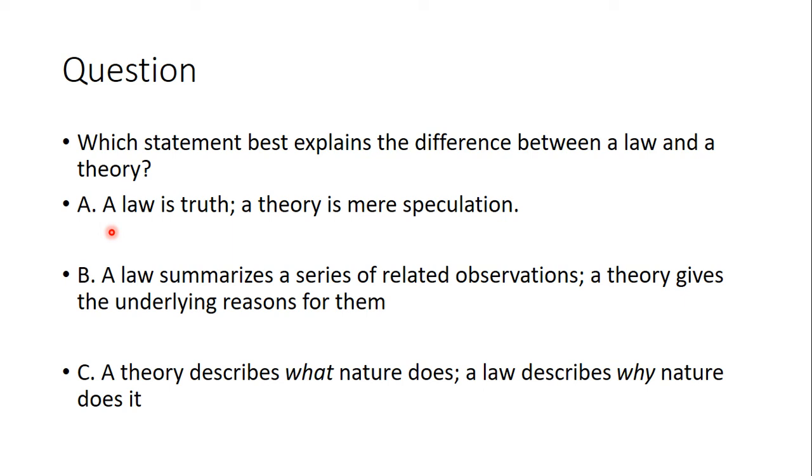All right, so the correct answer is B. A law summarizes a series of related observations, so it says what nature does, while a theory says why nature does it. So if you flipped around the what and the why in C, that would be correct.